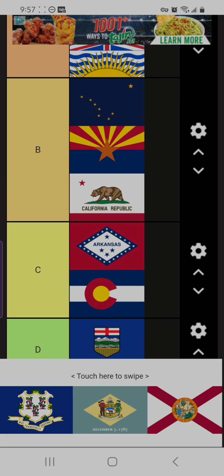Connecticut. This one is just the seal, not the actual flag. The Connecticut seal pretty much shows the grapes. This is the only flag that pretty much shows purple, or at least the flag that shows the most purple.